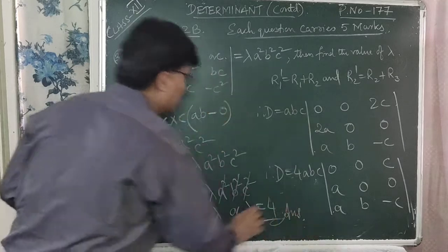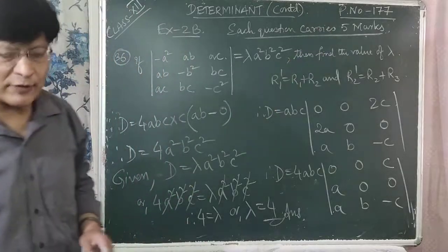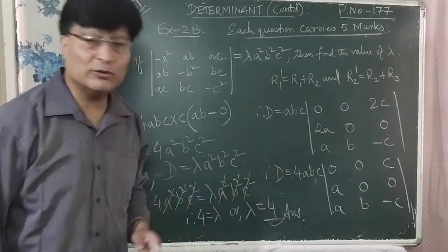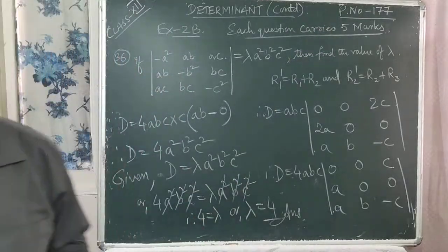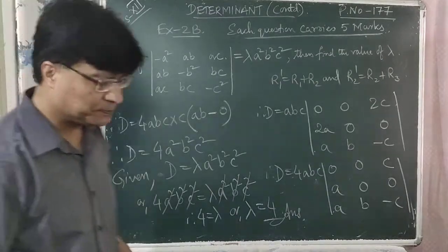So what is the value of lambda? You have to find the value for lambda, isn't it? So lambda is equal to 4. So that is your answer. So you can copy it. I'll give the homework now.